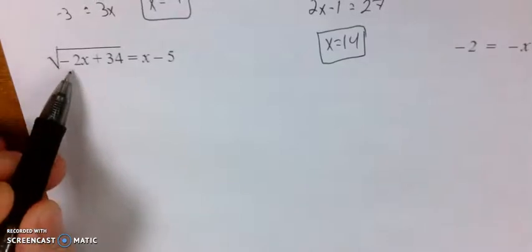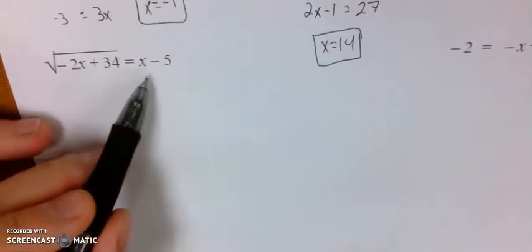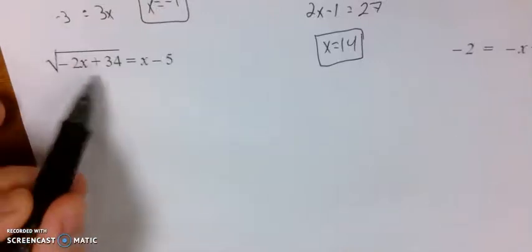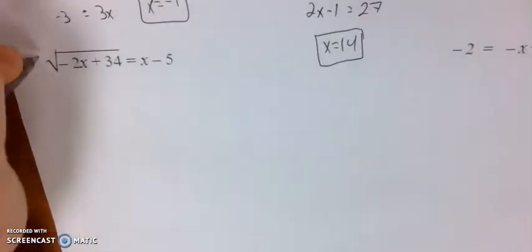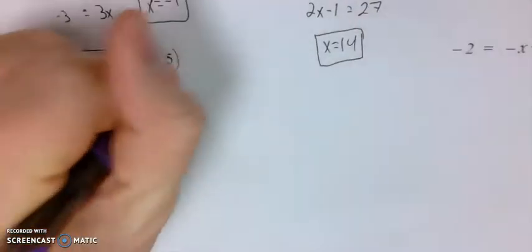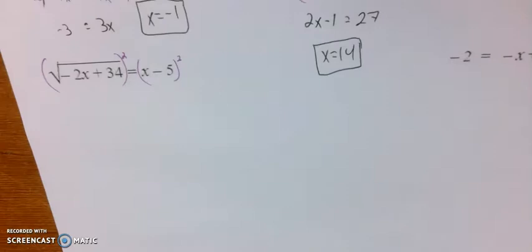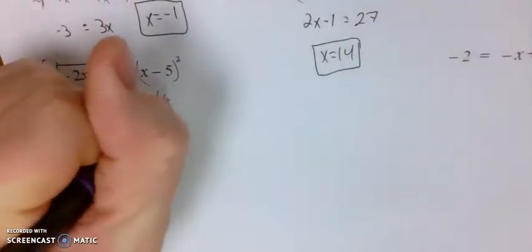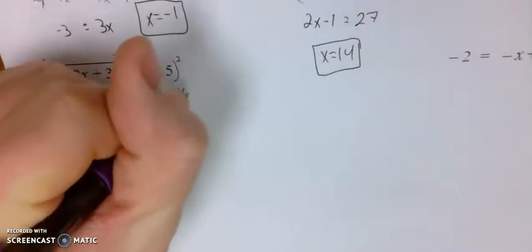Here I've got the square root of negative 2x plus 34 equals x minus 5. Well, the radical is already isolated, which means I can raise this to the second power, but I have to do the same thing over on the other side of the equal sign as well. This is going to result in having an x squared, which means it'll take a little bit longer to solve.